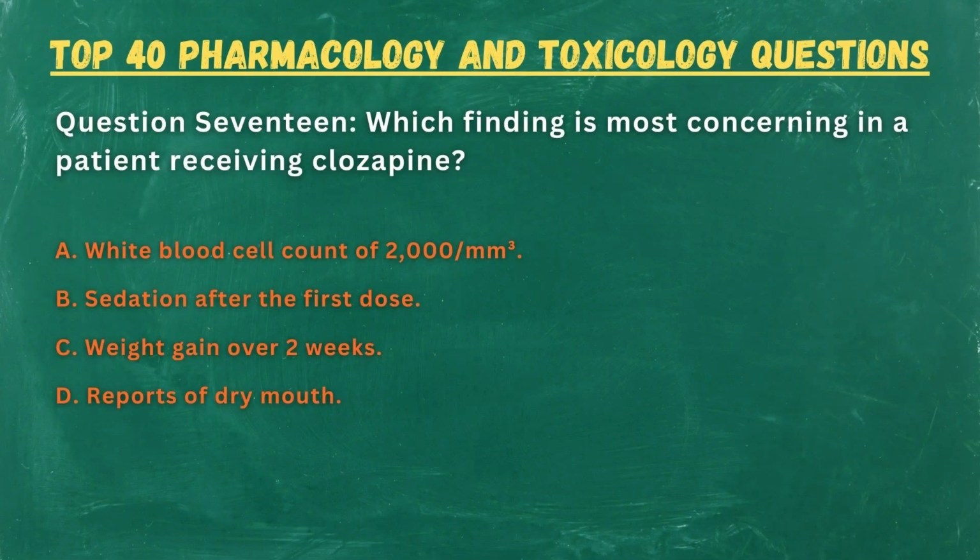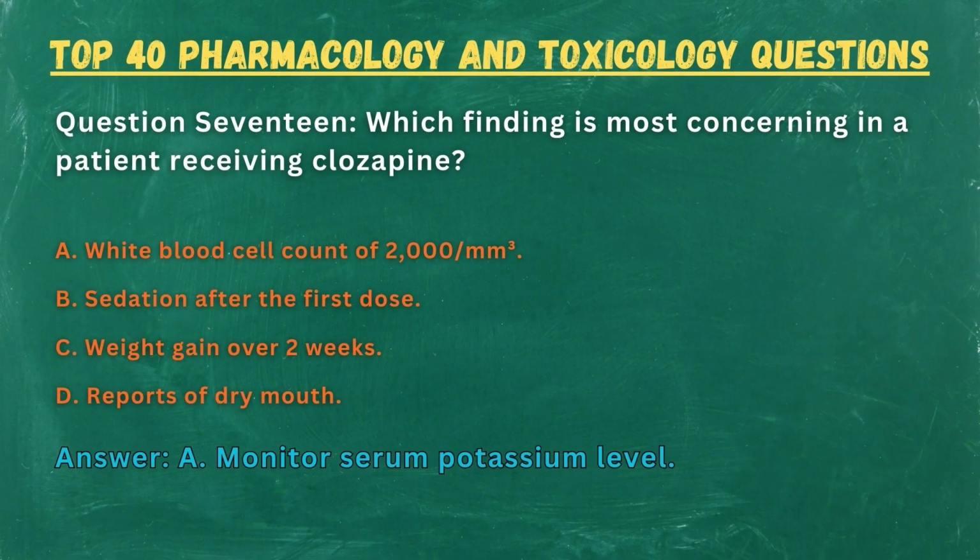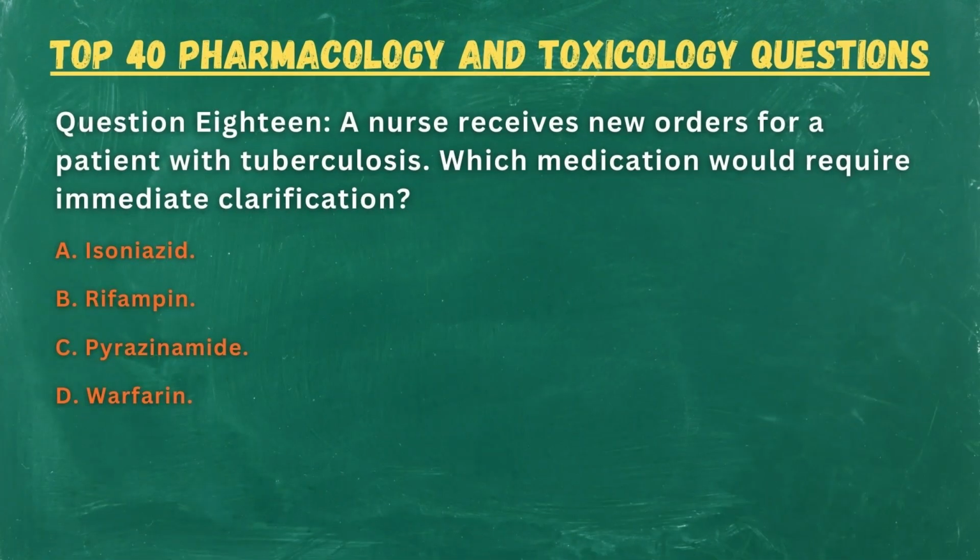Question 17. Which finding is most concerning in a patient receiving clozapine? A. White blood cell count of 2,000/mm³. B. Sedation after the first dose. C. Weight gain over 2 weeks. D. Reports of dry mouth. Answer: A. White blood cell count of 2,000/mm³.